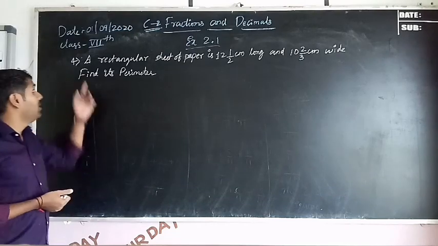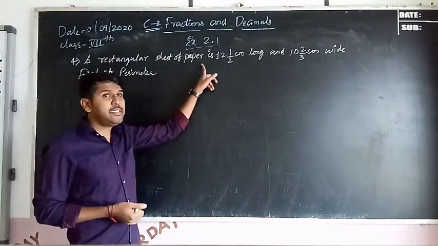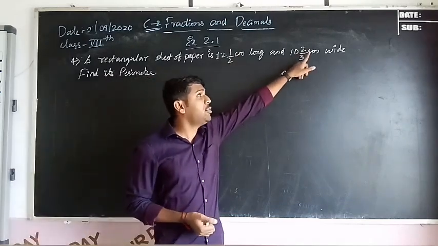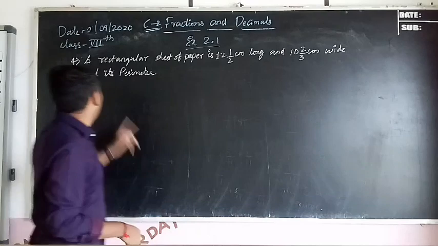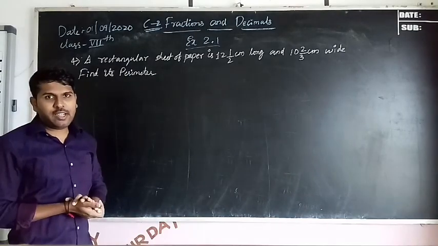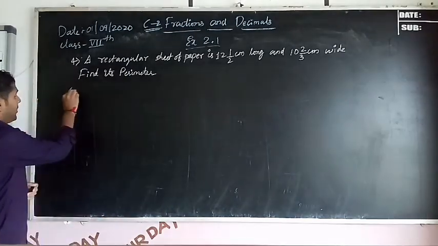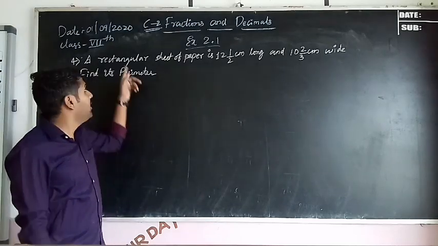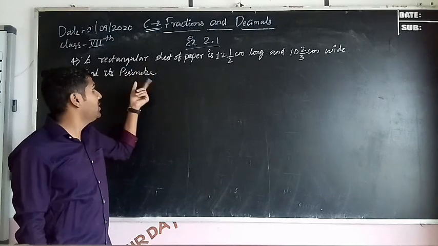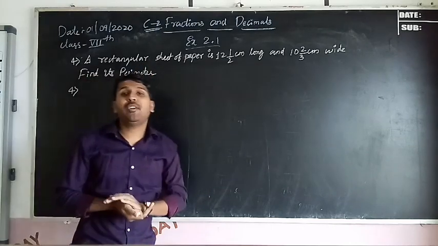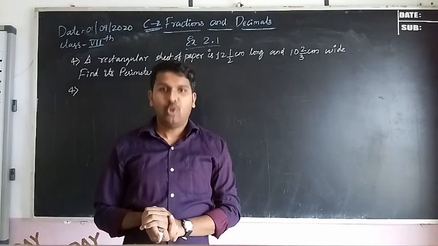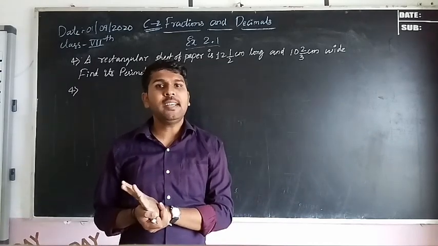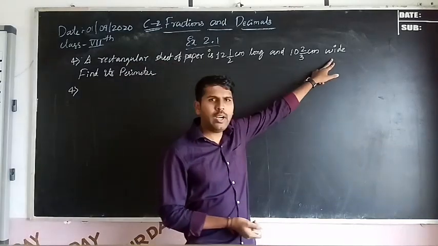Next, fourth one: a rectangular sheet of paper is 12 integer 1 by 2 centimeter long and 10 integer 2 by 3 centimeter wide. Find its perimeter. Okay. So first you should know the perimeter of a rectangle. Rectangular means rectangle shape, no? So what is the formula of the perimeter of a rectangle? 2 into bracket L plus B, where L is length and B is breadth. But here they want wide.